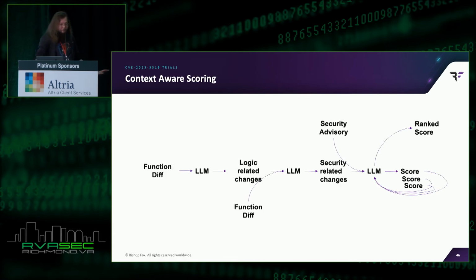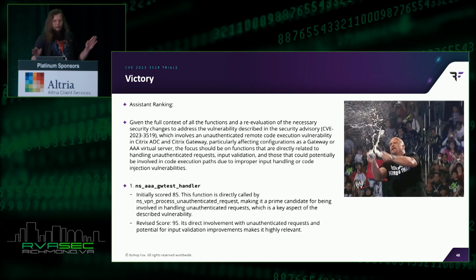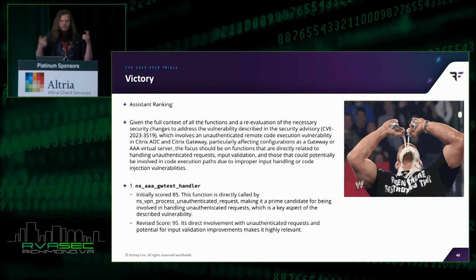And the last final change that we make here is that every time we get a score out, we feed it back into the LLM one more time to rank all the scores and all the functions against each other, because everything that we've been doing is in parallel and without context of the other functions. So by then combining it all for context and giving a ranked score against the other ones, we are finally getting closer. So our GW test handler comes up first.